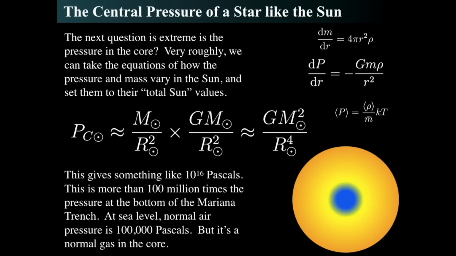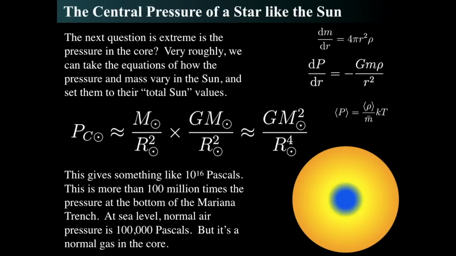So what does this mean? Let's get an idea of where the density comes from. This is the central pressure of the core of the sun, and this comes from a previous lecture. So let's go blazingly through this. The pressure at the core, P sub C star, sun, which is the circle with a dot in the middle, that's the pressure at the core of the sun, is basically the total mass of the sun divided by the total radius of the sun squared.